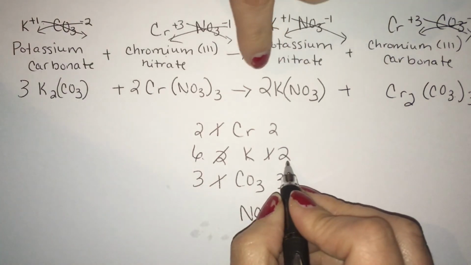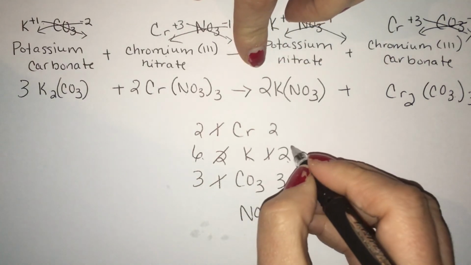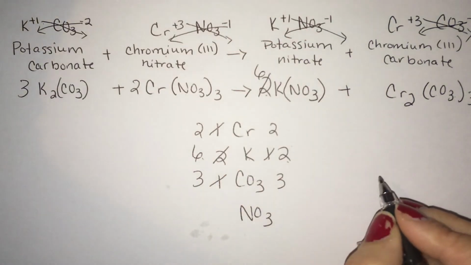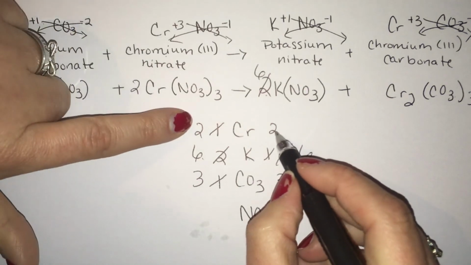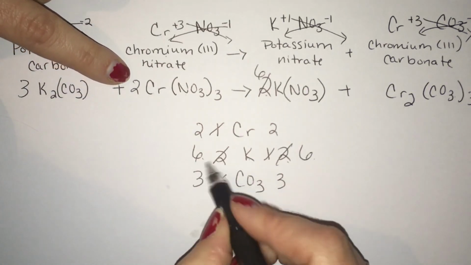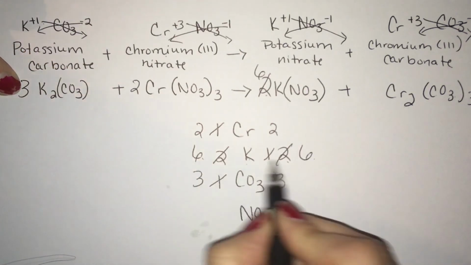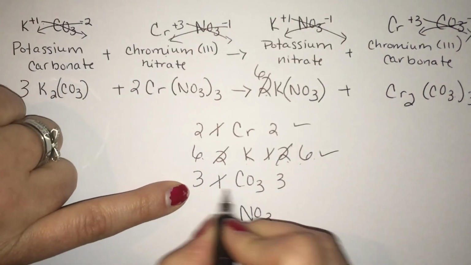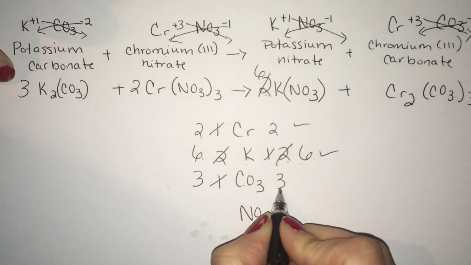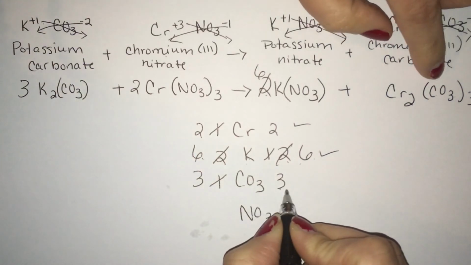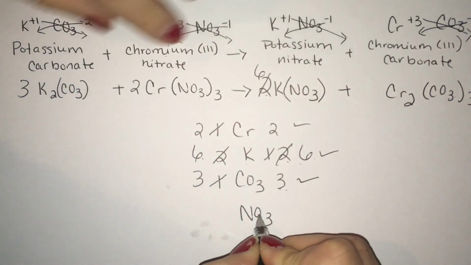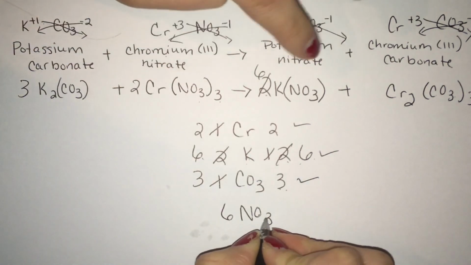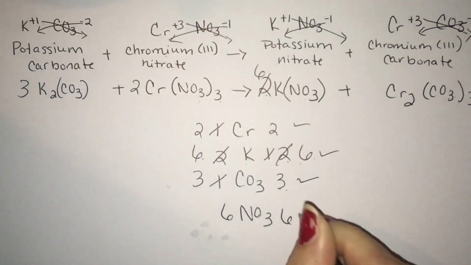So we need to change this. We need 6 of them. So to make this 6, we need to change this to 6. So we have 2 chromiums, 2 and 2. We have 6 potassiums, 6 potassiums. Carbonate, we have 3 carbonates and 3 carbonates. And nitrates, we have 6 nitrates and 6 nitrates. So everything checks out.